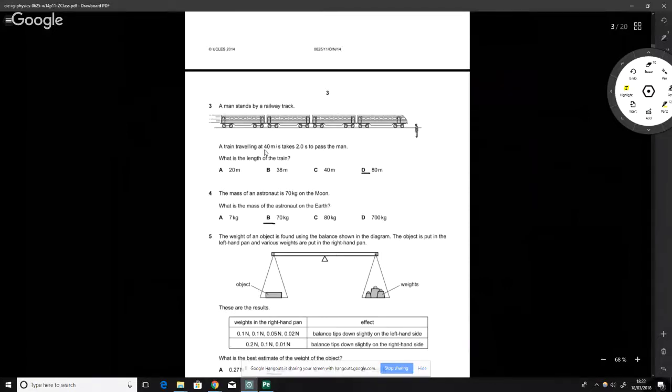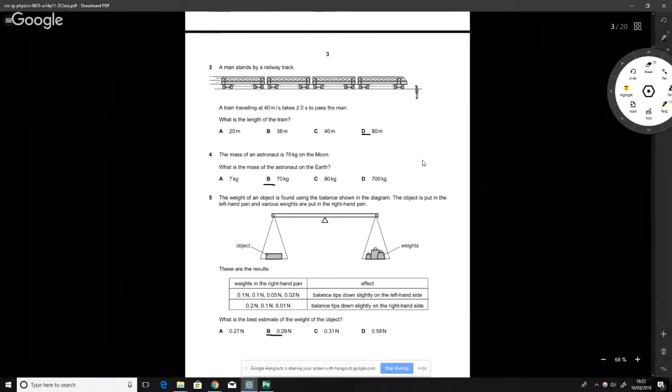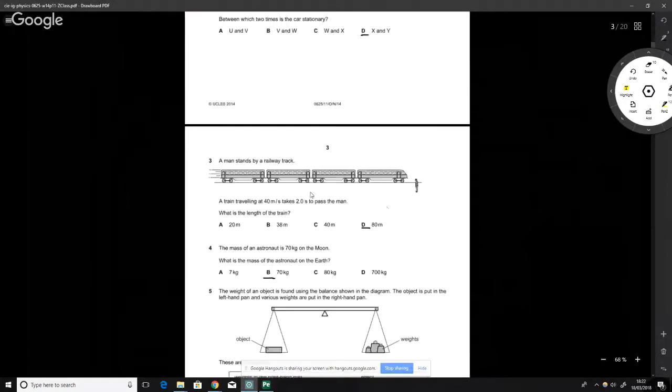A man stands by a railroad track. A train is moving at 40 meters per second. It takes 2 seconds to move past him. The answer is D. Simply multiply the speed by the time it takes, and you'll get the distance.